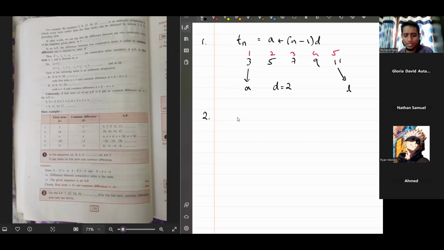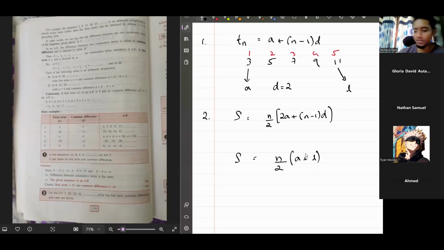Next, second formula is to find sum. So what's the formula to find sum? N upon 2 into 2a plus n minus 1 into d. Okay, these outside brackets, put square brackets because there's already an inner bracket. Okay, this is one formula. Second formula to find sum is n upon 2 into a plus L.